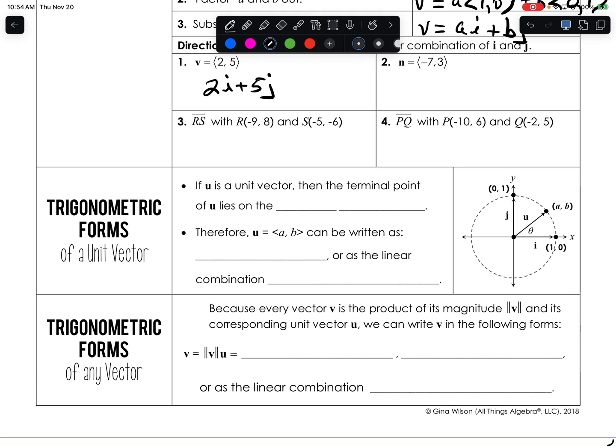Okay. So now we're going to talk about a unit vector. The terminal point lies on the unit circle. So we can write it given the unit circle like this. So what is cosine, x or y? Cosine theta, sine theta.